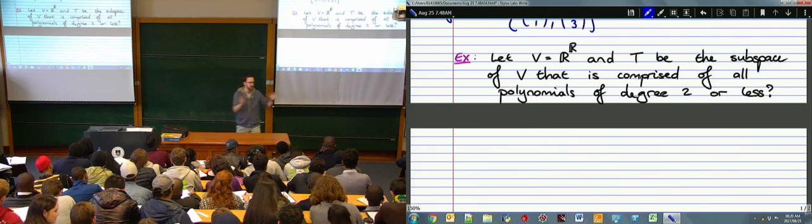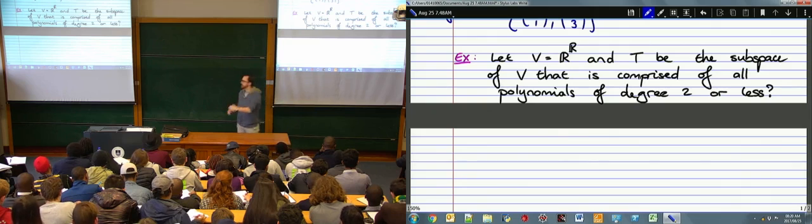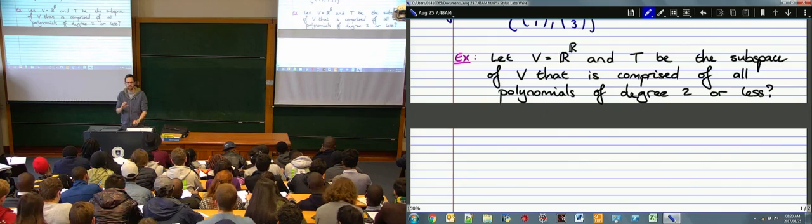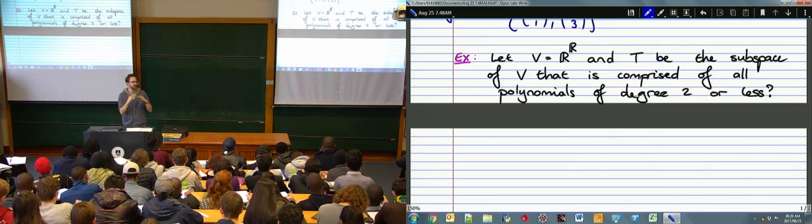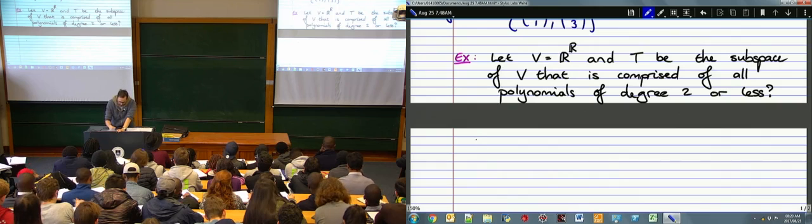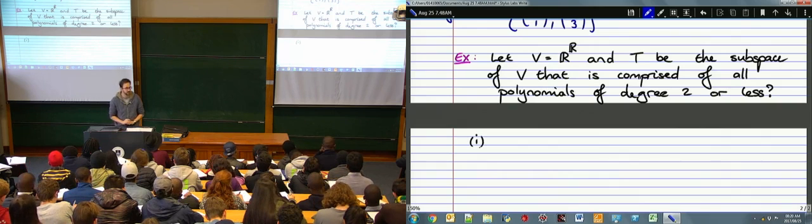We've got V, a space of all functions from the real numbers into the real numbers. T is going to be a subspace of V, and it's the subspace which is just all the polynomials of degree 2 or less. So we're going to do a couple of things here. Firstly, I'd like you to check that T is actually a subspace.